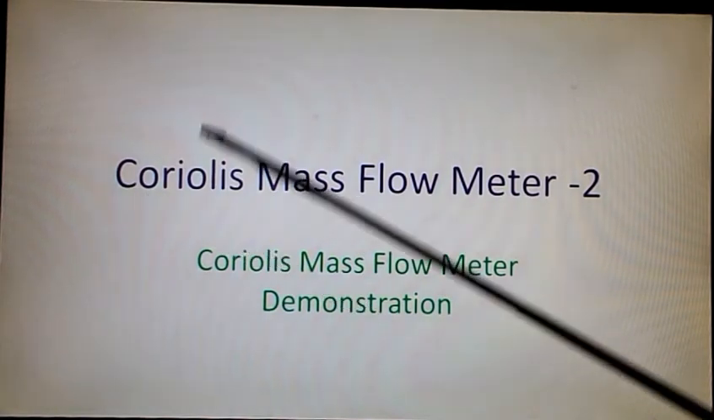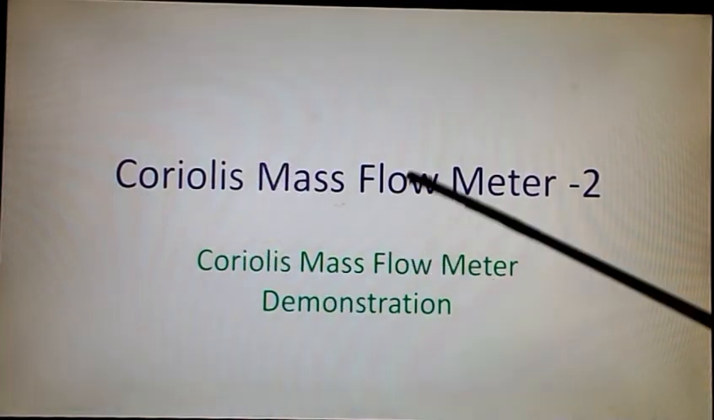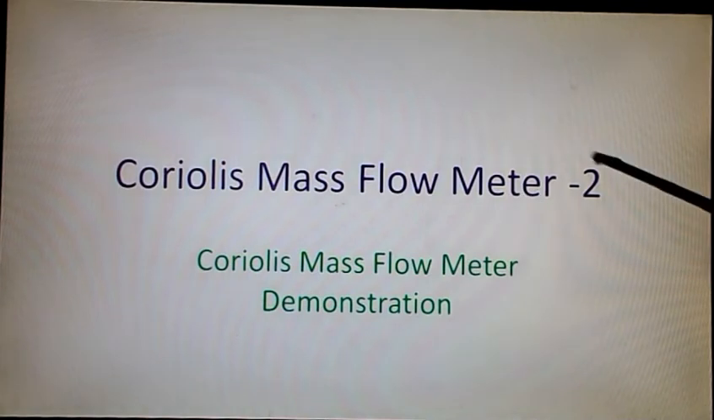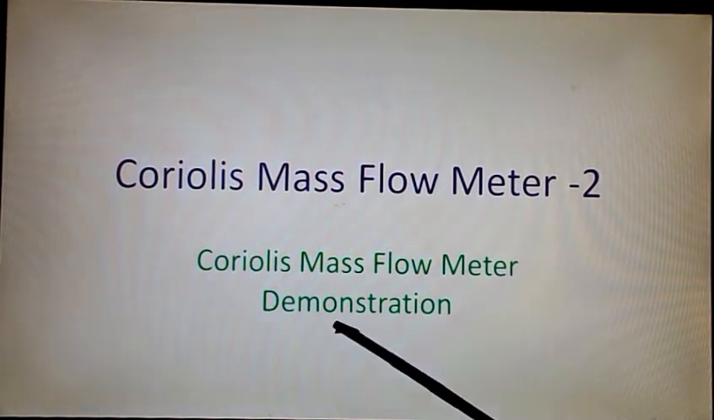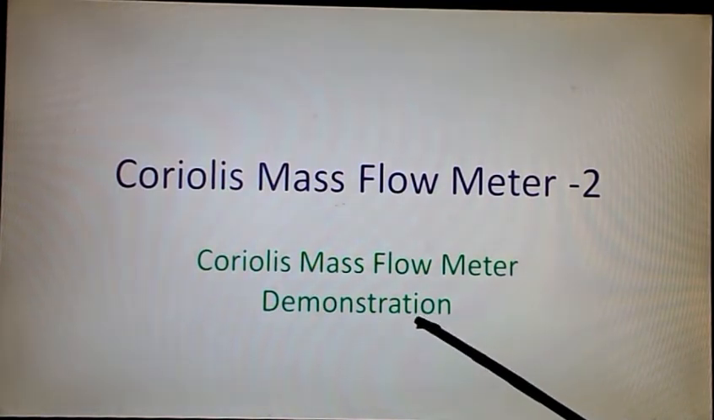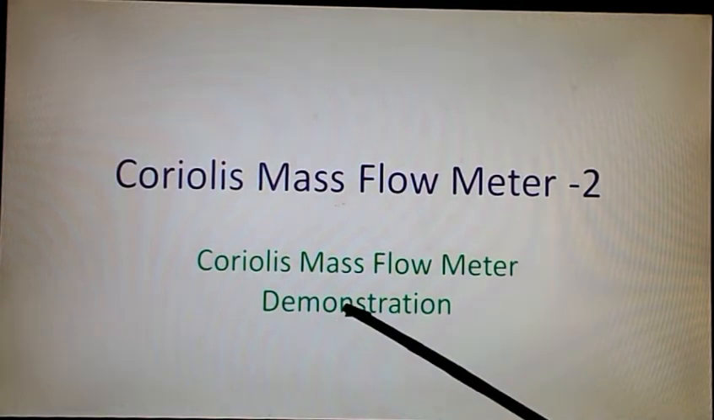This lecture is about the Coriolis mass flow meter. This is the second part of this lecture series. In this lecture, we are going to give a demonstration about the Coriolis mass flow meter.